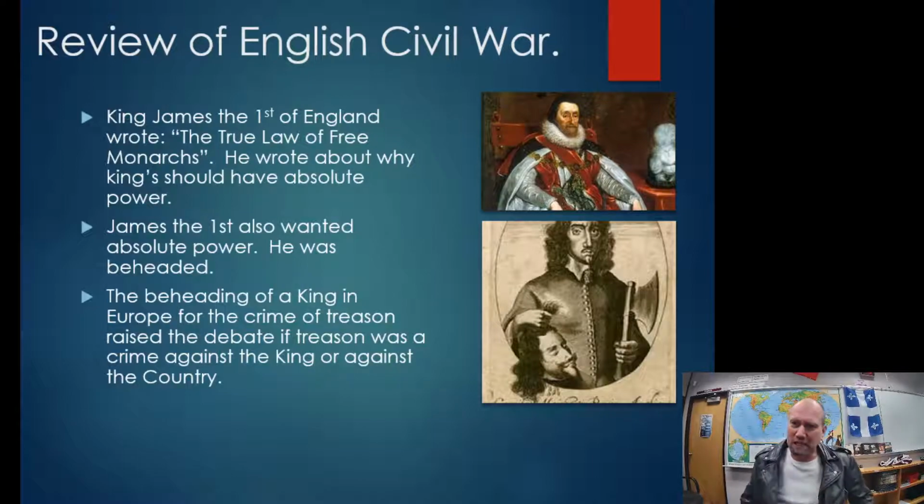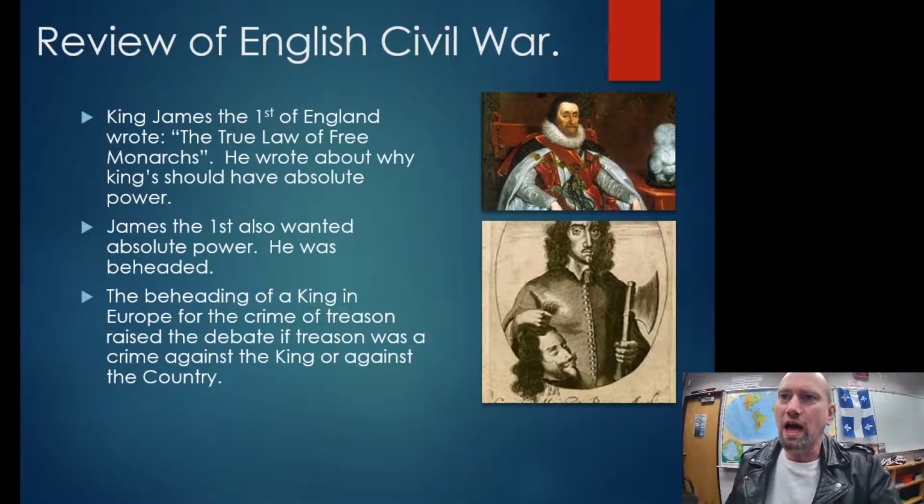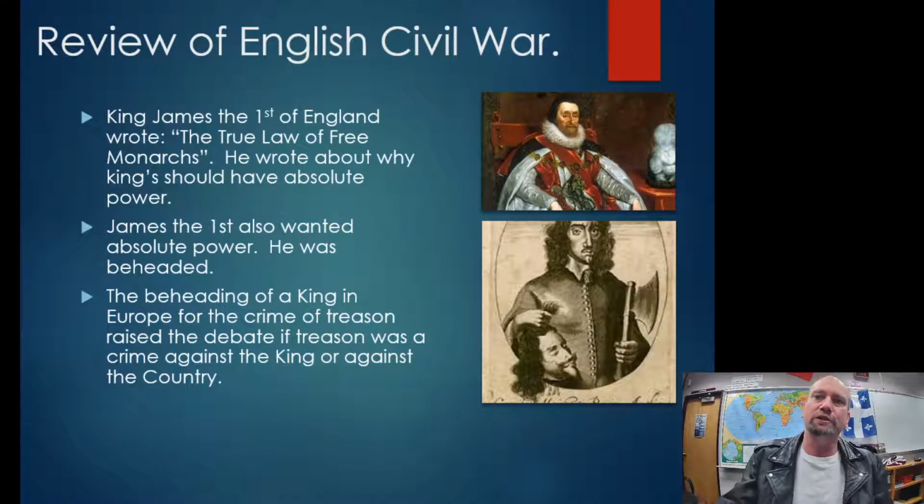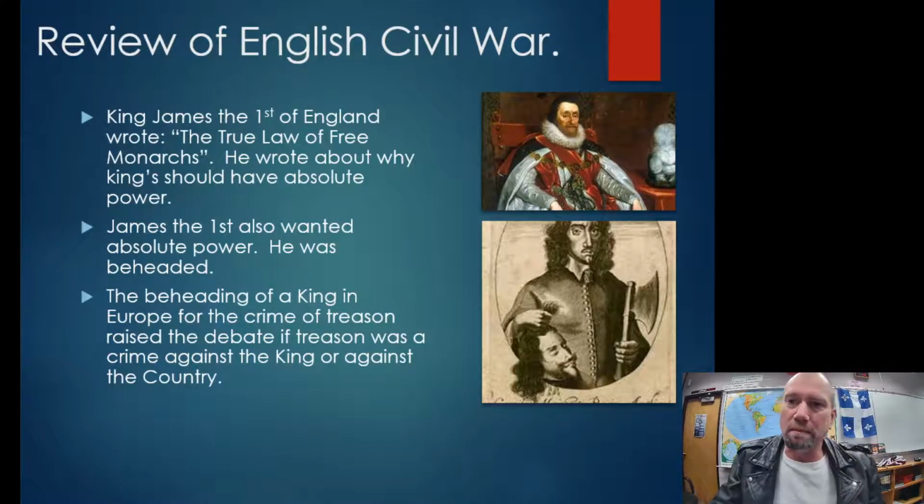Review of the English Civil War. King James I of England wrote the True Law of Free Monarchs. He wrote about how kings should have absolute power. Charles I was the son who came to power after him. He wanted absolute power. He was beheaded. The beheading of a king in Europe for the crime of treason raised the debate about whether treason was a crime against the king or against the country.